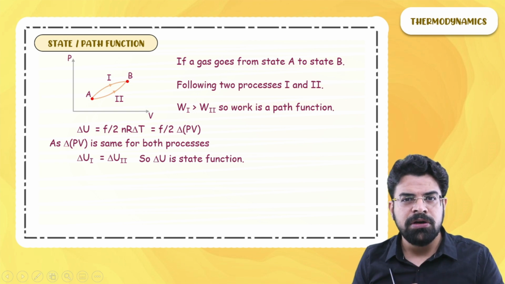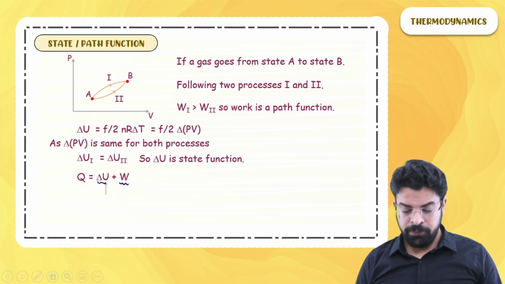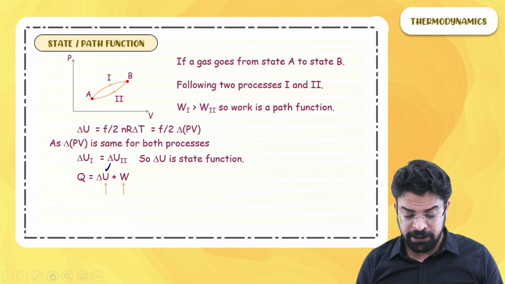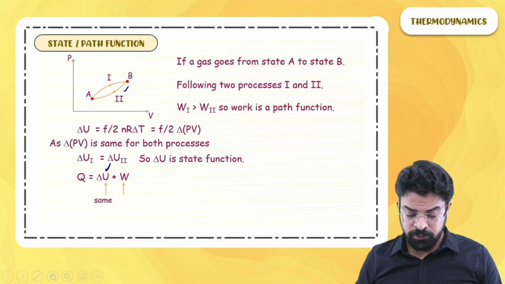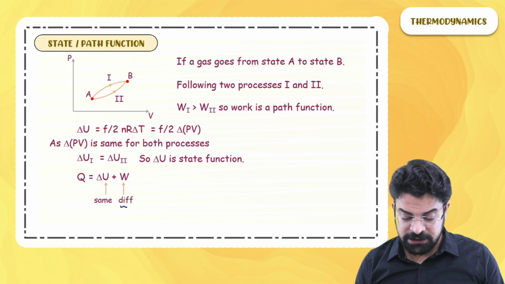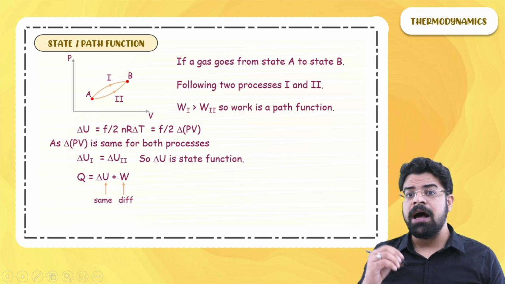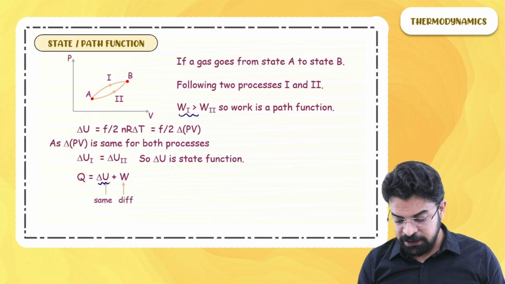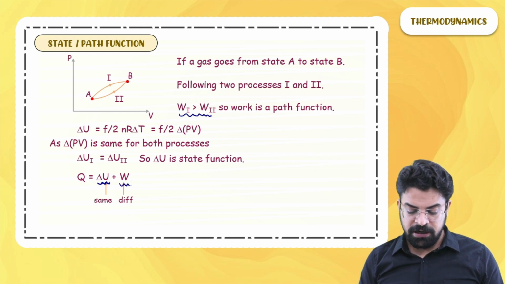Now what about the heat given? We know that heat given equals change in internal energy plus work done. We can say the change in internal energy is same for both the cases, while the work done is greater for case 1 than case 2. So the change in internal energy is same for both the cases, while the work done is different for both the cases. If you think, the heat given will be higher in which case? So delta U is same. The work done in case 1 is more than the work done in case 2. So delta U is same in both the cases, but the work done in the first case is more.